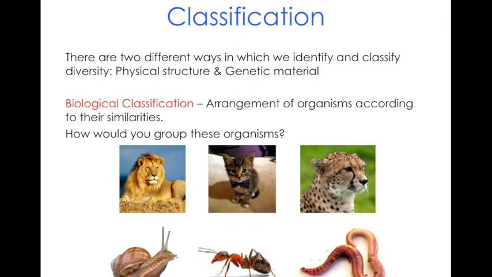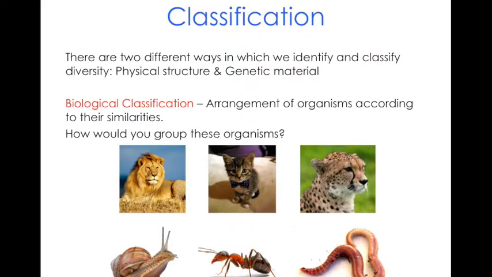Right. What about these ones? These ones are probably a little bit more difficult to classify. You've got the snail, you've got the ant, and you've got the worm. How would you guys classify these organisms? What term would you use to group them together? Some of you may know, some of you may not, but the term that we use to classify all of them into one group is invertebrates.